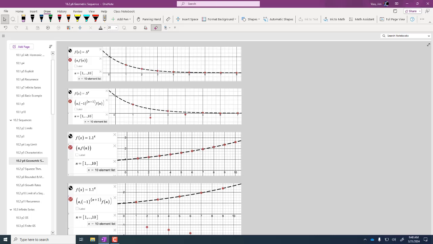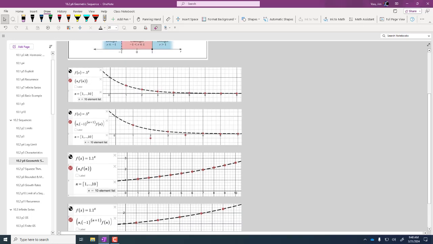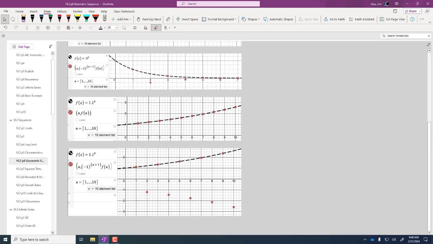So 0.5 to the x converges to 0. Down here, I built -0.5 to the x. So the red dots are going to oscillate around 0, but we still have convergence to 0. As long as that magnitude of r is less than 1, we converge to 0.